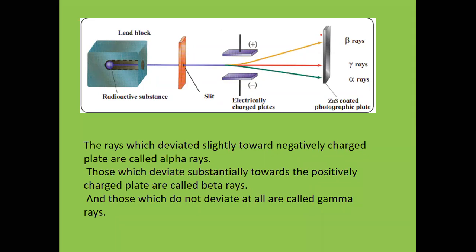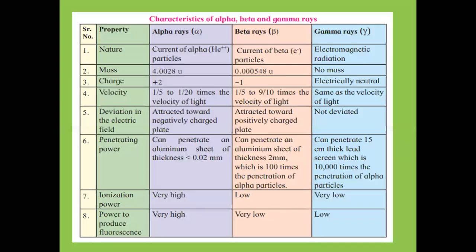What is more important here to remember is the characteristics of the alpha, beta, and gamma radiation, which is given to us in our textbook. Now, this is very important. First of all, as we all know, alpha rays deviated towards the negative charge. If alpha rays deviated towards the negative charge, what will be their charge? Positive. As you can see, He2+ particles. You already learned the whole thing. Very good. So alpha rays are positively charged.